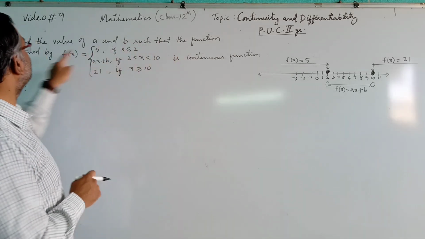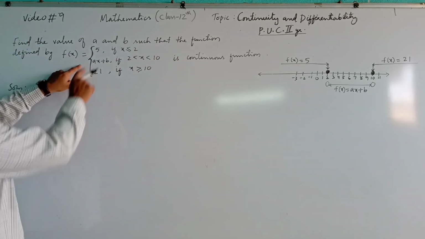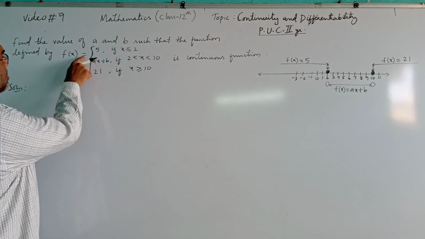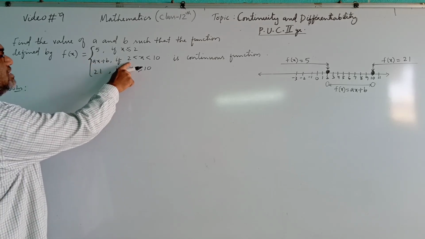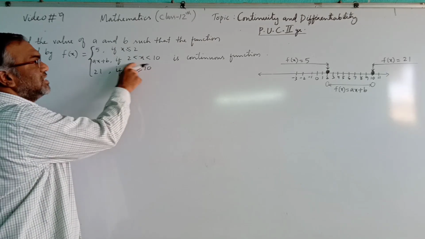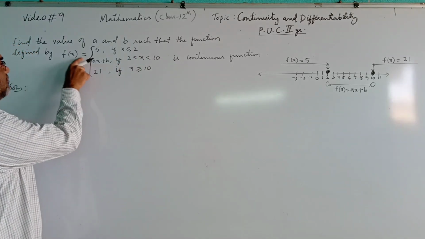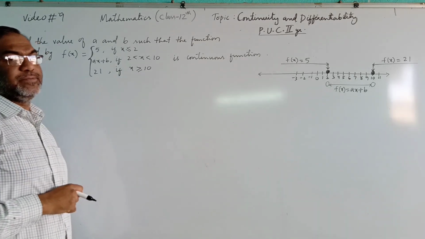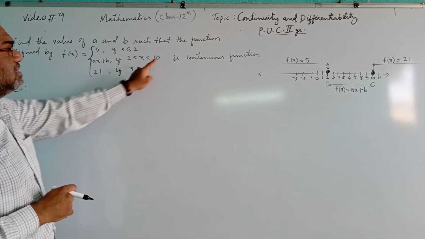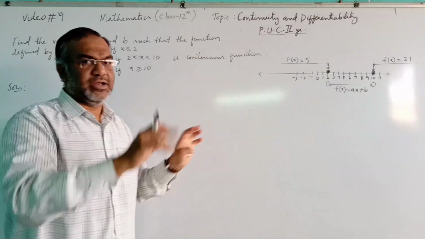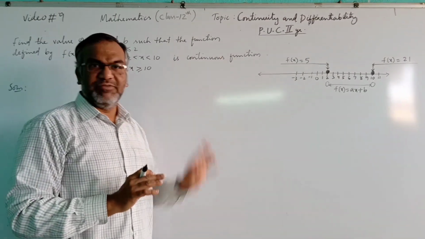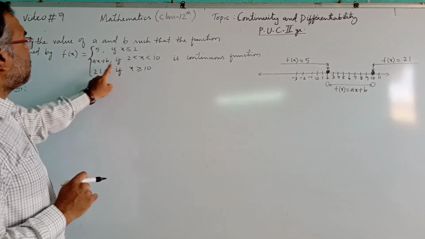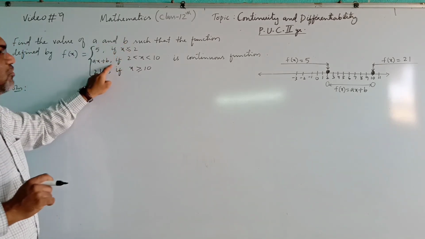Find the value of a and b such that the function defined by f of x is equal to 5 if x is less than or equal to 2, and f of x is equal to ax plus b if x lies between 2 and 10, and f of x is equal to 21 if x is greater than or equal to 10. This is the function, and it is continuous everywhere, for all values of x. Now, see what we have to do. We have to find the value of a and b.